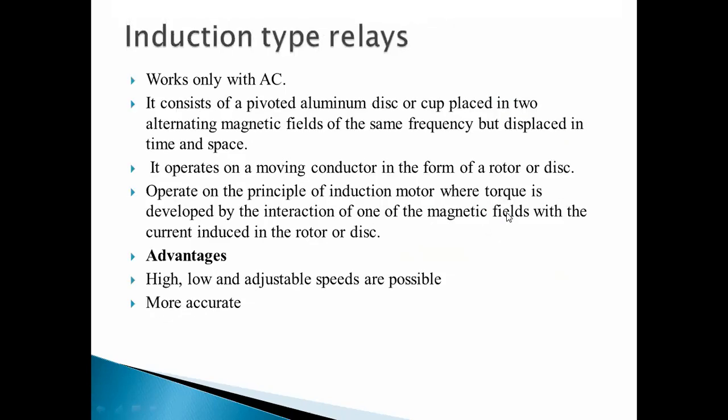Then we have seen the induction type relays. So there are again different types of this induction type, that is the induction cup type relay and induction disc type relays. These induction relays use electromagnetic induction, so they work only on AC supply. The advantages given here are that it has high, low, and adjustable speeds, and it is more accurate. So induction cup type relays are there, and induction disc type relays are here.